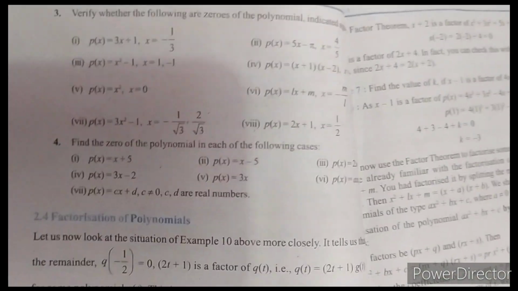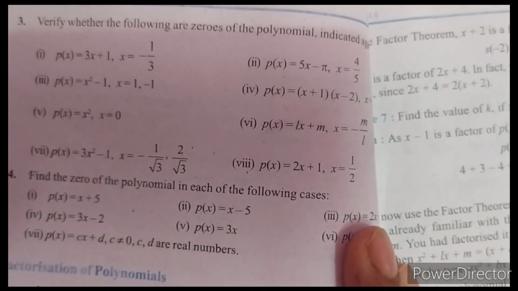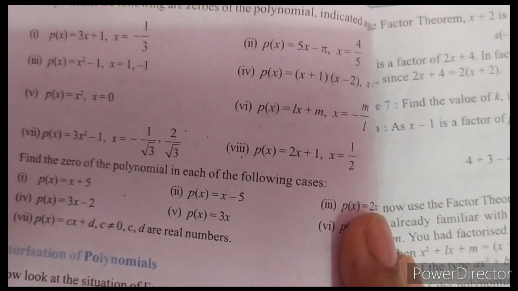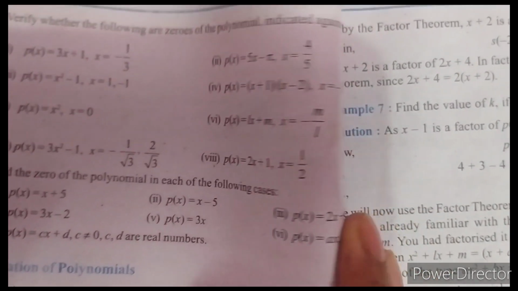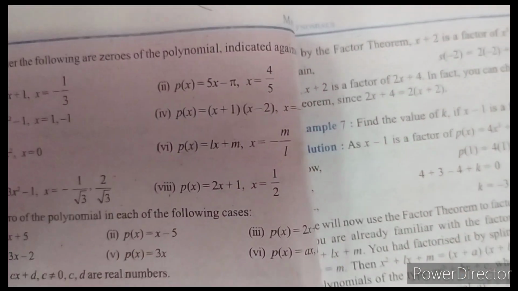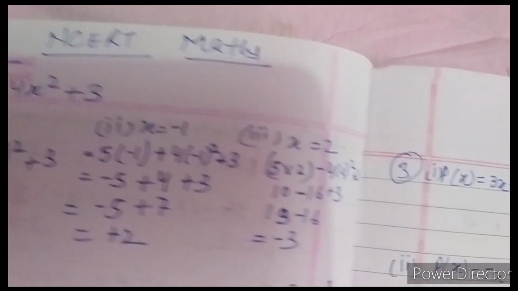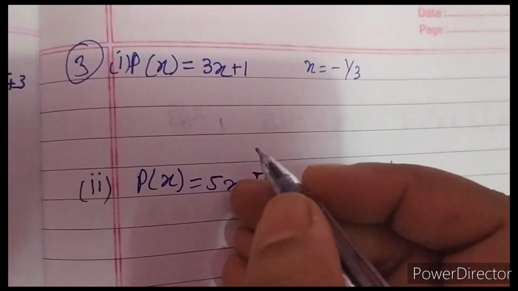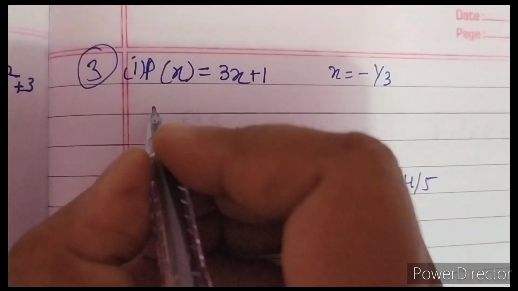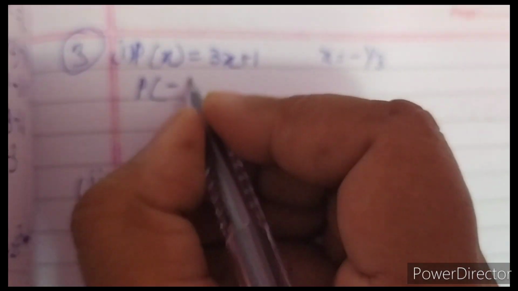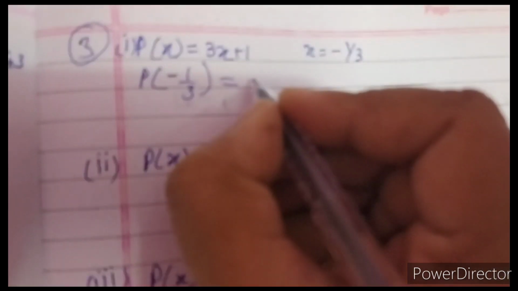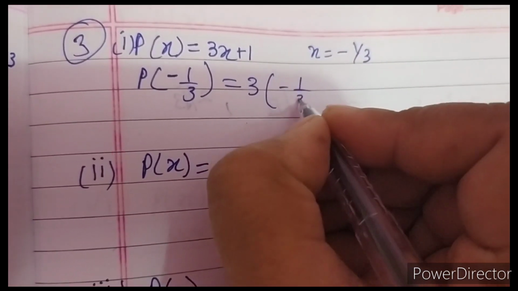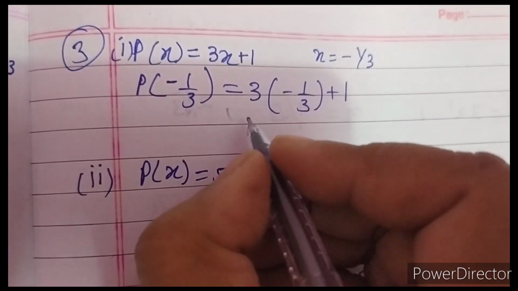Question number 3 is: verify whether the following are zeros of the polynomial indicated against them. So in this case, the value has been given to you. You have been given an expression and the value of x is given. We have to substitute this value and check whether it is the zero of the polynomial or not. So in this case, I will put the value of p(−1/3) is equal to 3 into −1/3 plus 1.